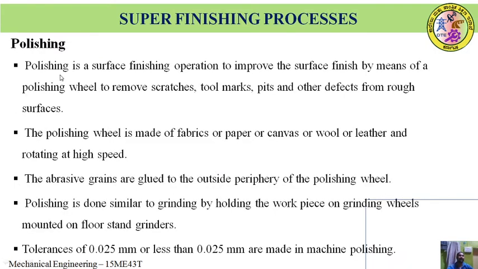Polishing. Polishing is a surface finishing operation to improve the surface finish by means of a polishing wheel, which is used for the polishing operation. You have heard about polishing. Polishing is done by a polishing wheel to remove scratches, tool marks, pits and other defects from rough surfaces. If single point cutting tools such as lathe tools or milling cutters produce some tool marks, those marks will be removed by the polishing process by means of a polishing wheel.